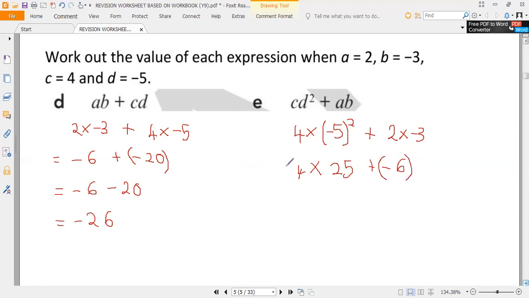Put a bracket. Okay, the next step is 4 times 25 first, which will turn into a 100. Plus minus becomes -6. So equals to 94.